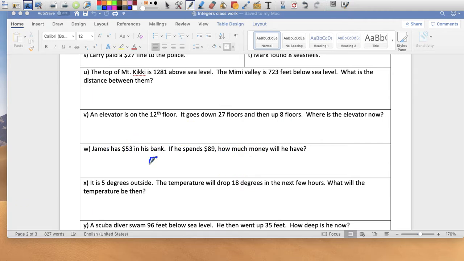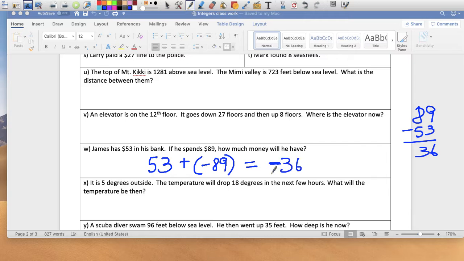James has 53 in his bank, so let's go like this, which is positive, right? And I'm going to use addition, and then to that I'm going to add what he spent. Spent has a negative connotation, which means I'm going to use negative 89. So how much money will he have? Well, he's not going to have money, but I know he's going to be in the negative. He's going to be owing the bank some money. How much will he be owing? Well, 53 and negative 89, you know it's going to be a negative answer. So now, how many more negatives are there? Well, let's subtract 89 minus 53. 9 minus 3 is 6, 8 minus 5 is 3. So I'm going to have 36 left over after I make all those zero pairs.